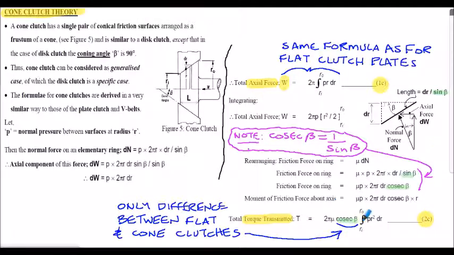And that cosec beta term, which of course is 1 upon sine beta, considering the definition, is because the clutch surface this time is inclined at angle beta. So in the derivation, we have to account for this, and that becomes the sine beta term shown here, which becomes cosec beta if we write it on the top line in the integral.